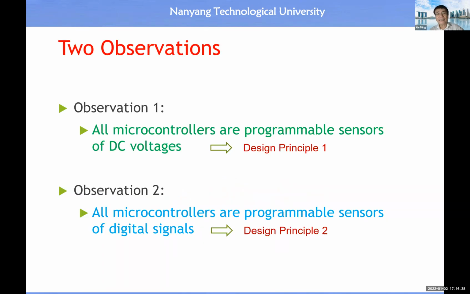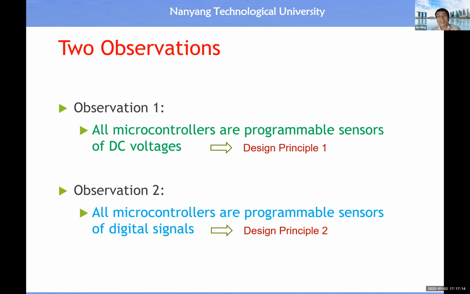So here, we can state these 2 observations. The first observation is known to you because in the previous lecture, we have already leveraged on this observation, which states that all microcontrollers are programmable sensors of DC voltage, all right? So we consider this observation as design principle 1.